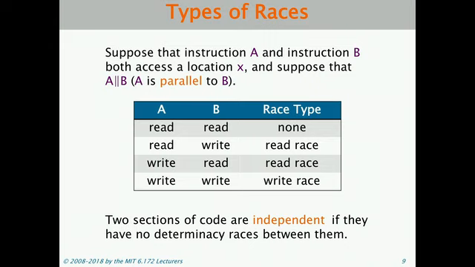And finally, if both A and B write to the same shared location, then you have a write race. And again, this will cause non-deterministic behavior in your program because the final answer could depend on whether A did the write first or B did the write first. And we say that 2 sections of code are independent if there are no determinacy races between them. So the 2 pieces of code can't have a shared location where one computation writes to it and another computation reads from it, or where both computations write to that location.